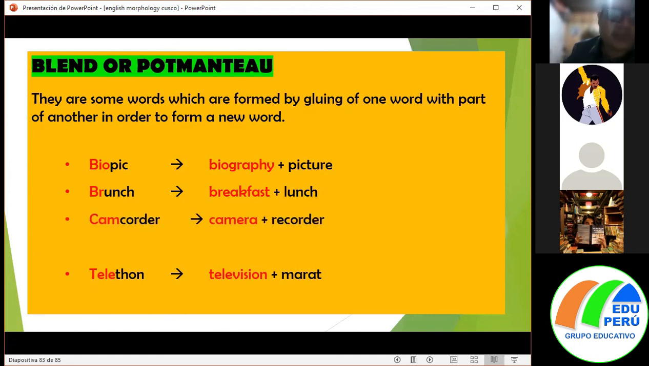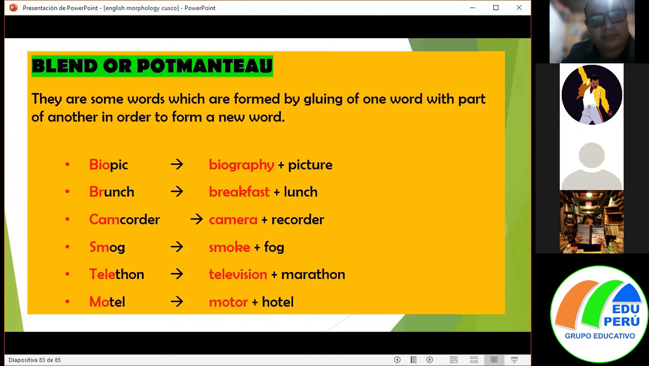Camcorder is the combination of camera and recorder. Smog, the combination of smoke and fog. So notice we're mixing parts of one word with another word, and we created a new one. The most common nowadays is the internet. International network. Internet. This is the name, all right? Oh, marathon. Here it is. Not television plus marathon, telethon.